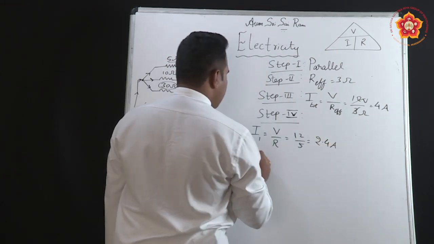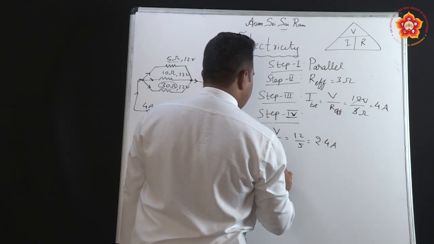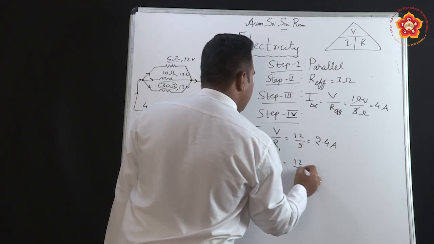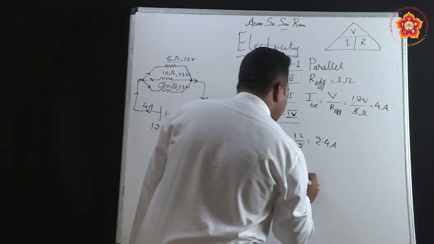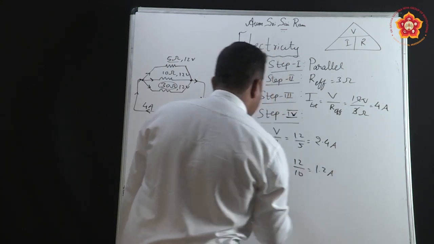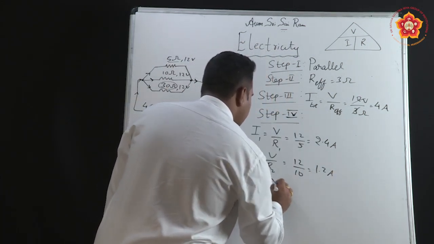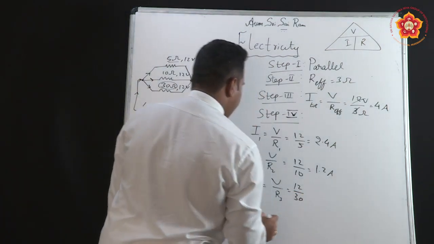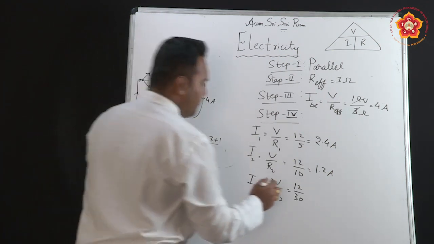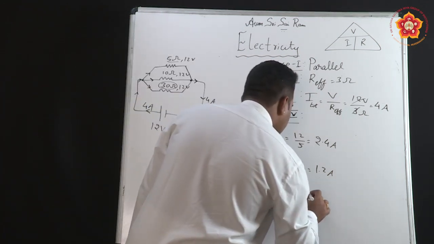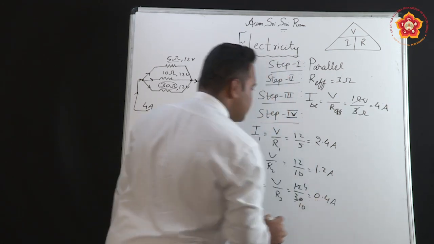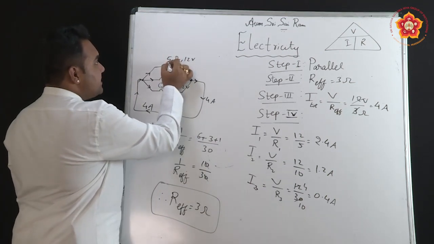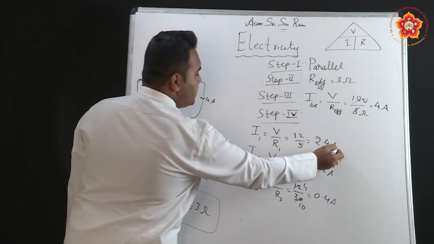2.4 amperes. I2 will be V by R2, voltage is the same in parallel. So, the same 12 volts, R2 is 10, we get 1.2 amperes. I3 will be V by R3, 12 by 30, this is 30 ohm, 0.4 amperes.